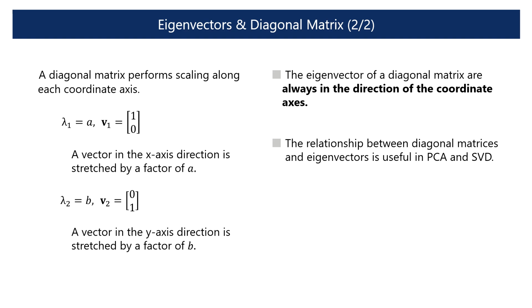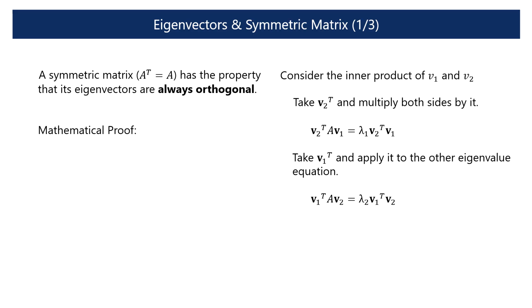The relationship between diagonal matrices and eigenvectors is useful in principal component analysis and singular value decomposition. The details will be explained in the later lectures. A symmetric matrix has the property that its eigenvectors are always orthogonal. This property is important in principal component analysis. Let me show the mathematical proof of this property.